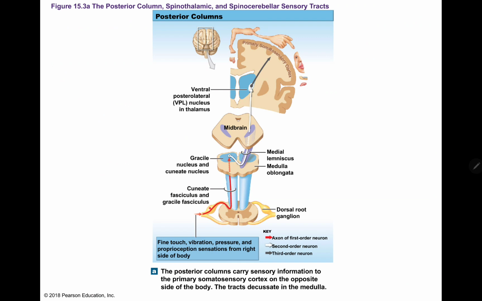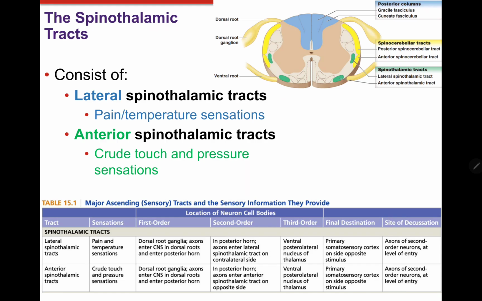And here you can see right here, first order comes in. Second order, they're going to cross over in that medulla oblongata, to cross over to that medial lemniscus pathway. And then that second order will synapse with a third order neuron in the thalamus. And then from the thalamus, that third order neuron will synapse to the appropriate area in the primary somatosensory cortex.